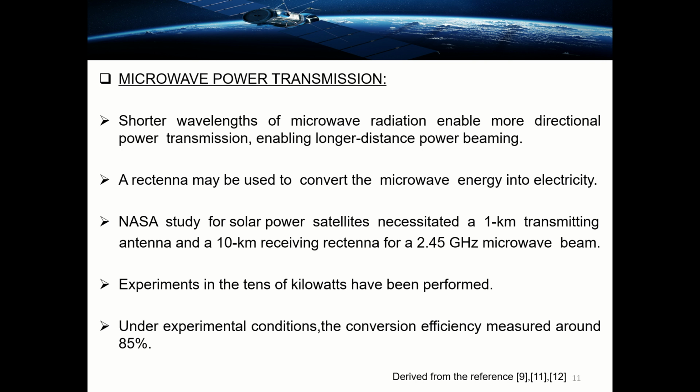A study conducted by NASA for a solar power satellite necessitated a 1 km transmitting antenna and a 10 km receiving antenna for a 2.45 GHz microwave beam. Experiments in the tens of kilowatts have been performed. Under experimental conditions, the conversion efficiency measured around 85%.